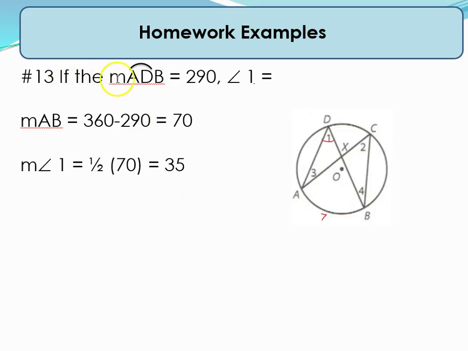So number 13, if the measure of arc ADB equals 290, then the measure of angle 1 equals, well, angle 1 intercepts this arc AB, and the arc AB is the piece of the circle that was not the 290. So 360 minus 290 equals 70. And the measure of angle 1 will be 1/2 of arc AB, which will be 35 degrees.